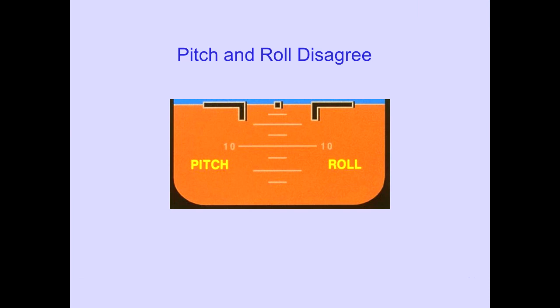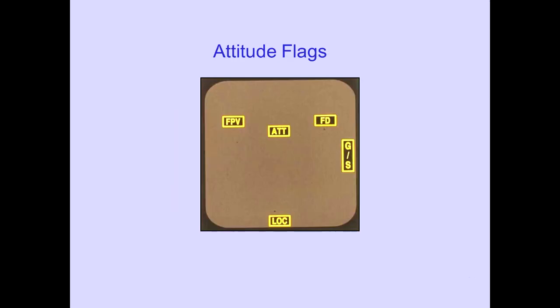Pitch and/or roll disagree flags are displayed when the captain's and the first officer's pitch and/or roll attitudes differ. If the information is invalid, a flag is displayed. The attitude flag is displayed when attitude information is invalid. The flight director flag is displayed when flight director is selected but the information is invalid. The glide slope and/or localizer flag is displayed when the respective information is invalid.